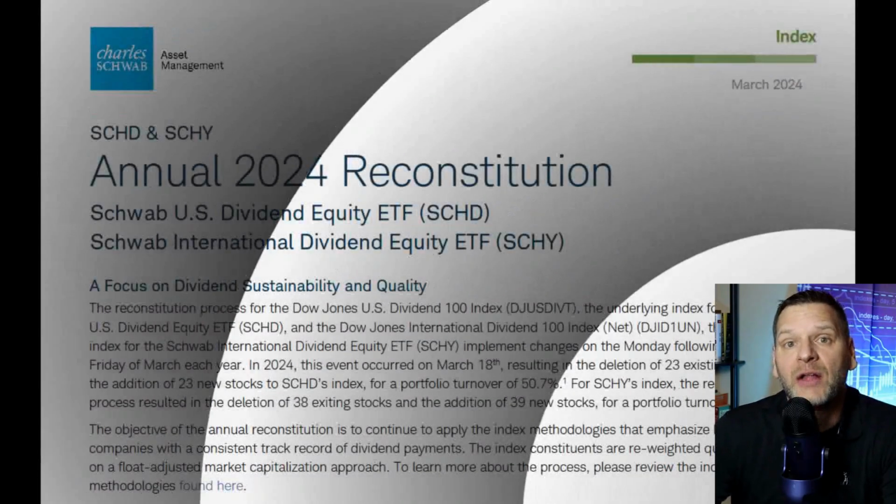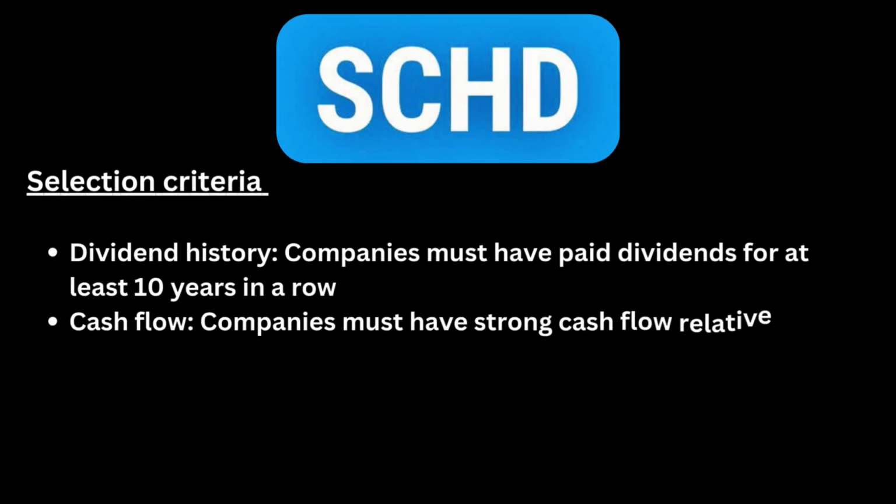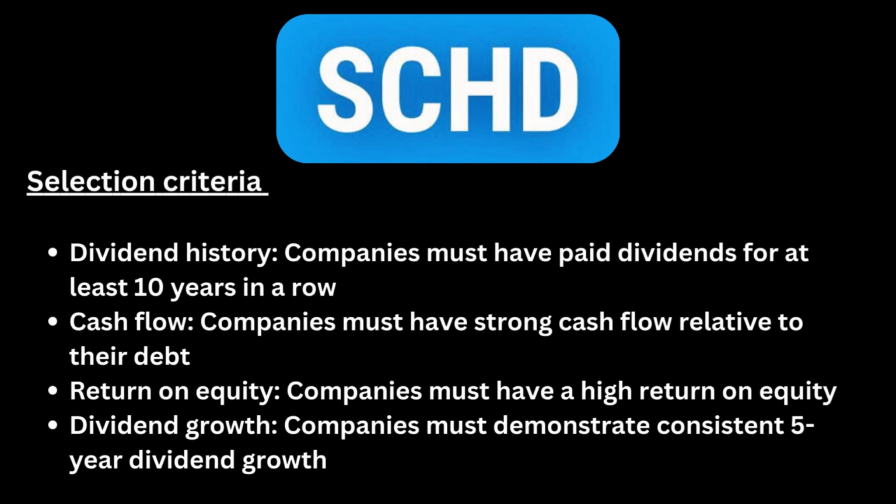SCHD's portfolio is rebalanced quarterly and reviewed annually to maintain its strict selection criteria. It first identifies companies with at least 10 years of consecutive dividend payments, then applies fundamental filters like cash flow to debt ratio, return on equity, dividend yield, and dividend growth rate. This process ensures SCHD consistently holds financially strong companies with a proven track record of stable dividends.